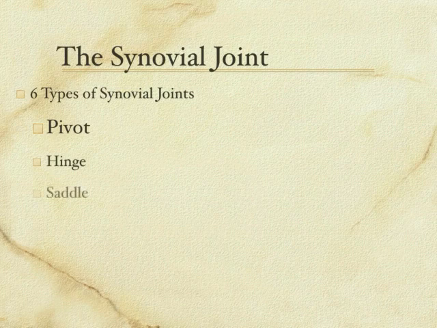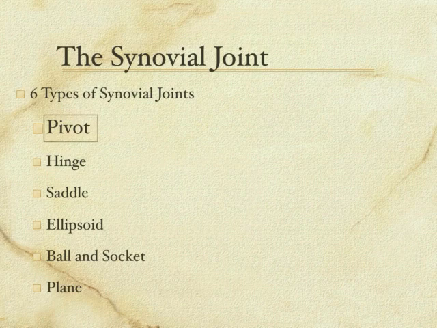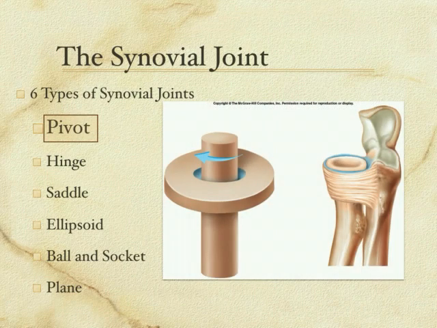So, 6 types. Let's first describe the pivot joint. The pivot joint allows for a movement that we call rotation. We will deal with rotation in the next lecture as we talk about movements, but it's fairly easy to understand here. It's an action where something spins on its axis. It does not move in space. It doesn't move from one location to another. It stays where it is and simply spins or rotates.